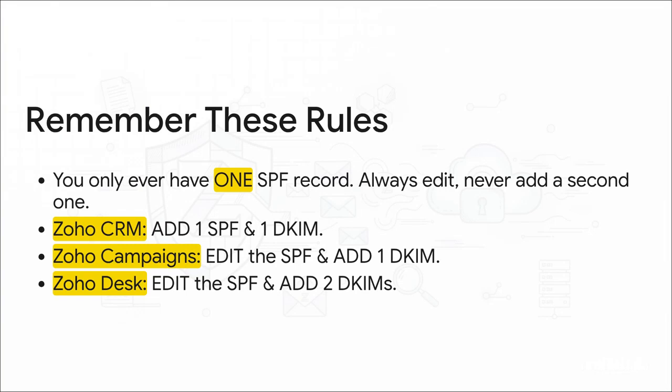Okay, rule number 1, the golden rule. You only ever have one SPF record. Always edit it. Never, ever add a new one. Got it? Good. For Zoho CRM, you add one of each. For Campaigns, you edit the SPF and add one new DKIM. And for Desk, you edit the SPF and add 2 new DKIMs. That's the whole game plan right there.